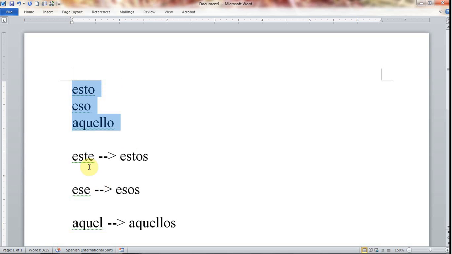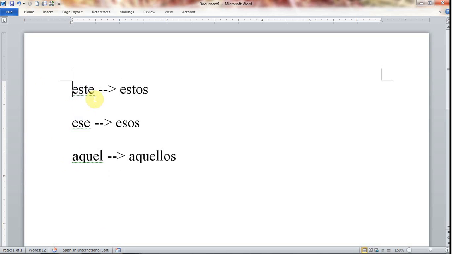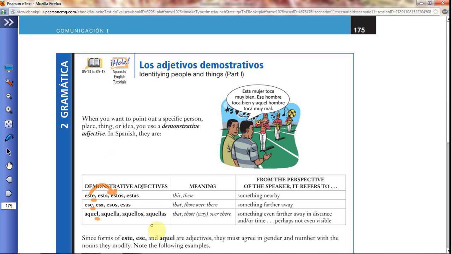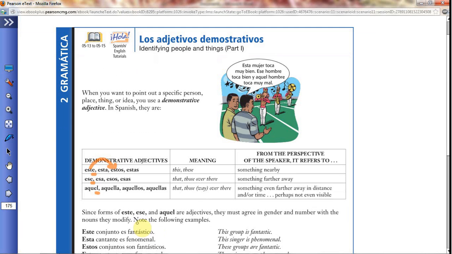For the test, for a quiz on this, you definitely have to know these forms, okay? Just forget about these other ones. Este, estos, ese, esos, aquel, aquellos, okay? And then you also have the feminine forms. So, yeah, memorize those, please.